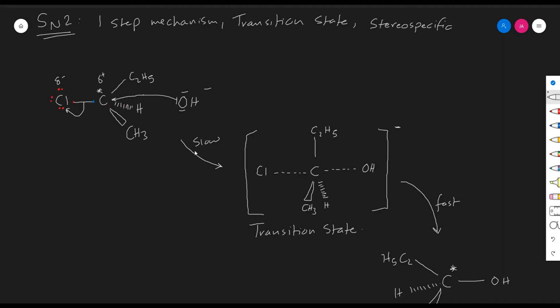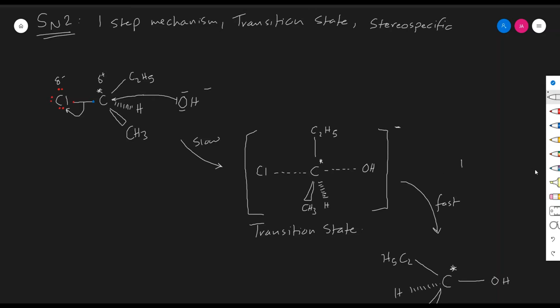This process goes through a transition state, as stated previously in other videos, in which the hydroxyl group is now partially bonded to the chiral carbon, as well as the leaving group is partially bonded. Thus, as the hydroxyl is forming a bond with the chiral carbon, the chlorine atom is leaving, and these dashed lines represent partial bonds. The charge of the transition state is negative, same as the charge of the nucleophile.